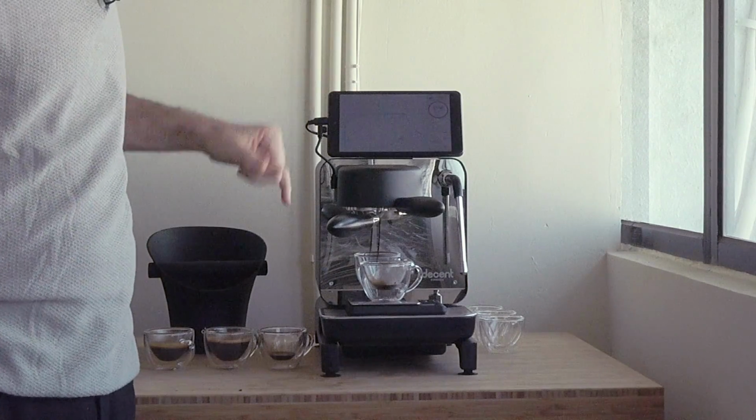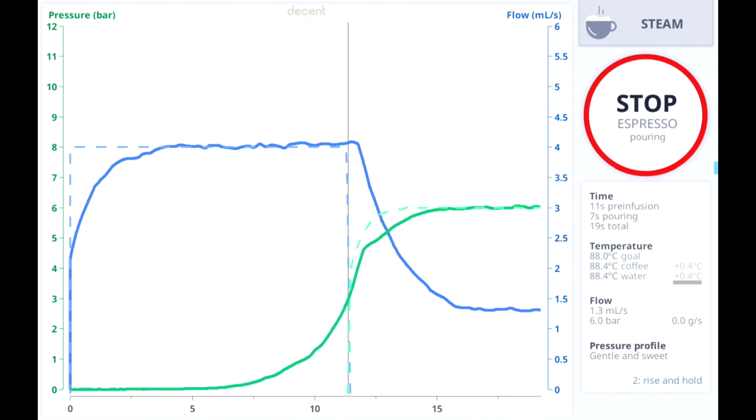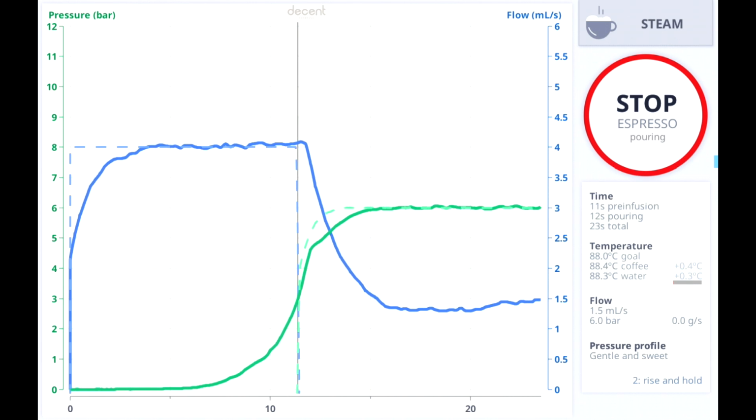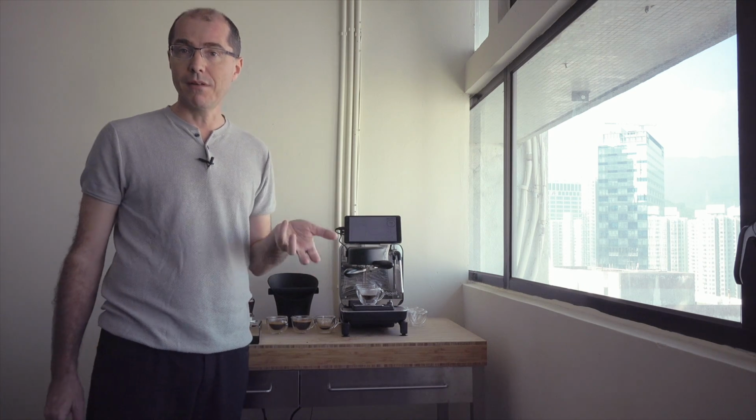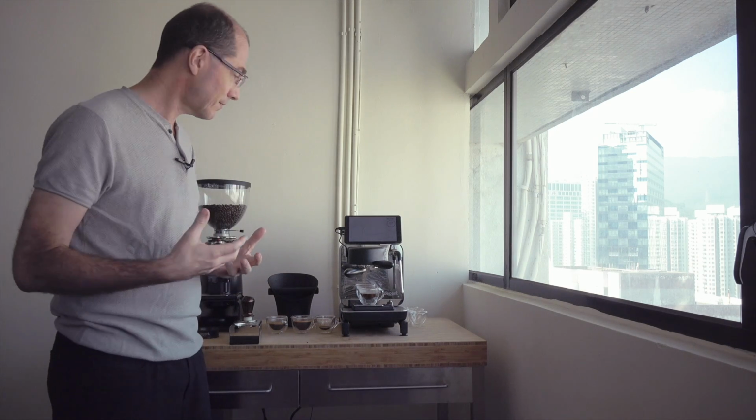You can see this shot is starting off a bit slower. So we're at 6 bar of pressure, but our flow rate is only about 1.3 milliliters per second. The previous shot was around 2 milliliters per second. Now, the slower it is, the thicker it's going to be, the more concentrated it's going to be. It won't necessarily be better, it's just going to be different.